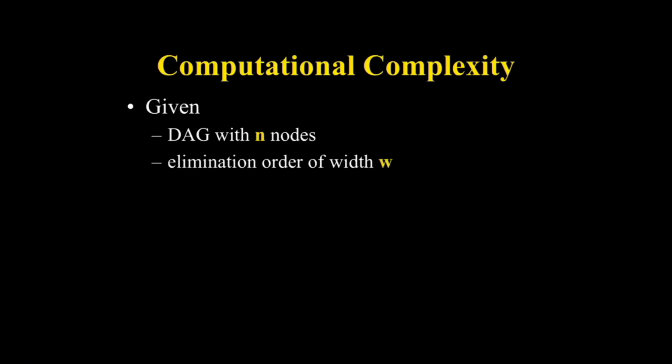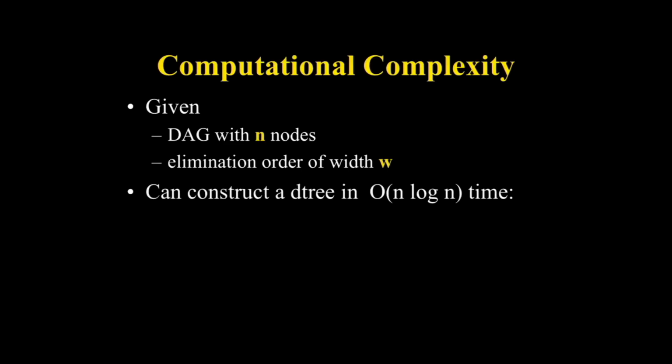If you go to chapter 9, you find this result. It's a nice chapter. Given a DAG with n nodes and an elimination order of width W, look what we can do. We can construct a D3 in n log n with the following properties. Its height is log n, that's balanced. It has a cut set width no greater than W plus 1.